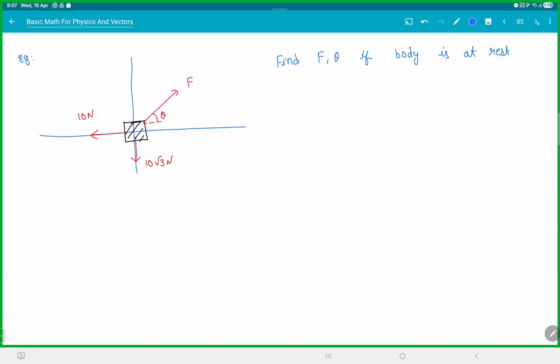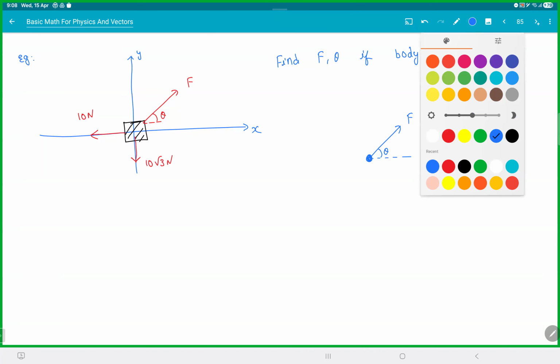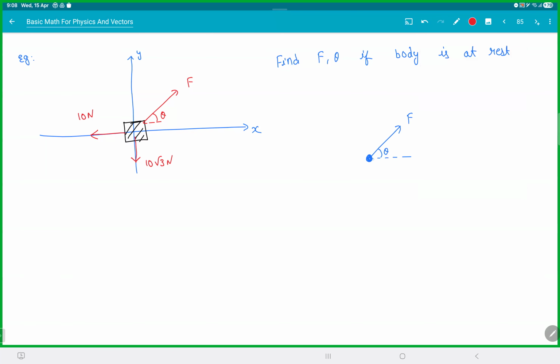Okay. Step 1, choose your body. That is the body. Step 2, choose your x and y axis. This is my x and this is y. Done. Step 3, resolve the forces into components. So I'll just take a point there. This is force F. This is theta. How do we resolve? Remember, the side that touches the theta side is what? Cos theta. So this is F cos theta. The other side automatically becomes F sin theta. Is everyone okay with this convention?